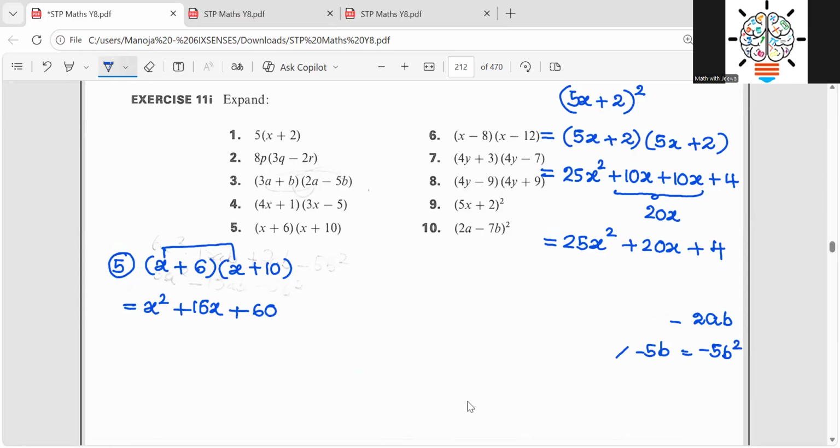You multiply these numbers. Now you will just try that and see whether it is correct. x times x is x squared, x times 10 is 10x, and 6 times x is 6x, and 6 times 10 is 60. So then the 10x and 6x, it is 16x, right? So then you write x squared plus 16x plus 60. So you get the same answer, right?